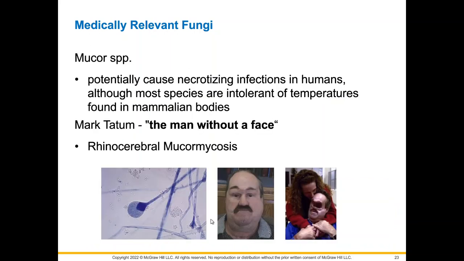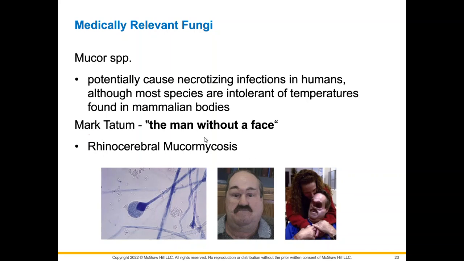All right, Mucor species. These can potentially cause necrotizing infections. Necrotizing means essentially eating away of the flesh. It kills cells. Although most species are intolerant to temperatures found within our bodies as mammals, it's not impossible for them to cause these necrotizing infections. And so here we see one man that's famous for it, Mark Tatum. This is before the infection, and this is after.